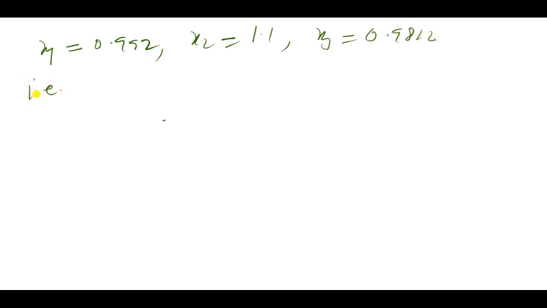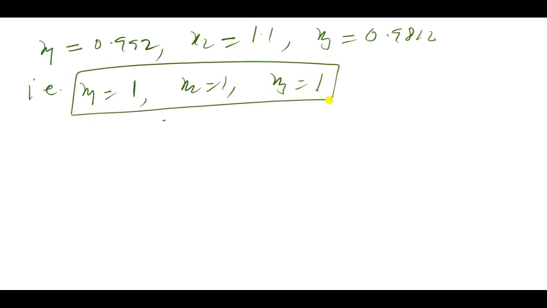So x1 is equal to 0.992, x2 is equal to 1.1 and x3 is equal to 0.9812. That is, if we write this solution in rounded form, x1 is 1, x2 is 1, x3 is 1. That is, x1 is 1, x2 is 1, x3 is equal to 1 are the solution for the given system of linear equations with the help of the Gauss-Seidel method.